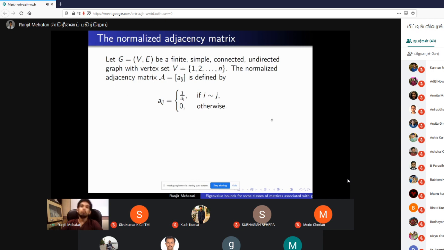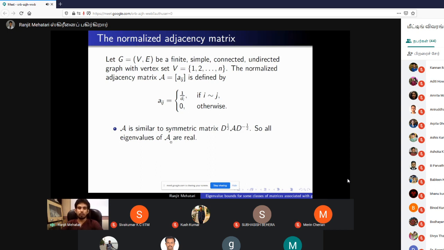Okay, so if A is the adjacency matrix, then the normalized adjacency matrix is equal to D inverse times the adjacency matrix of the graph. Now we recall some properties of the normalized adjacency matrix.